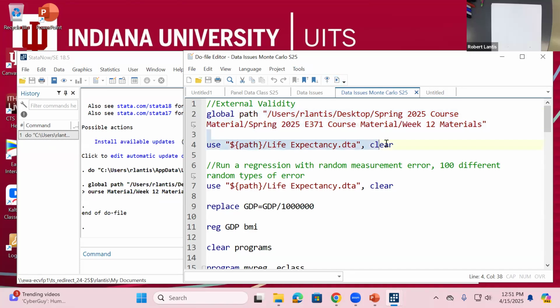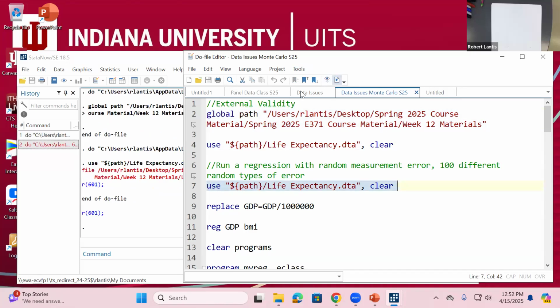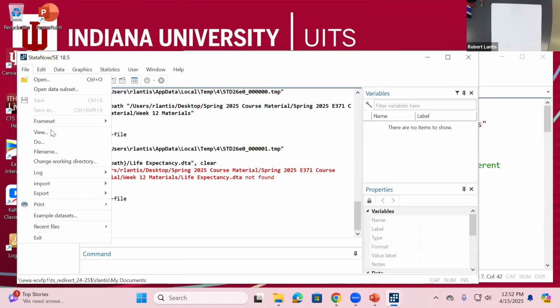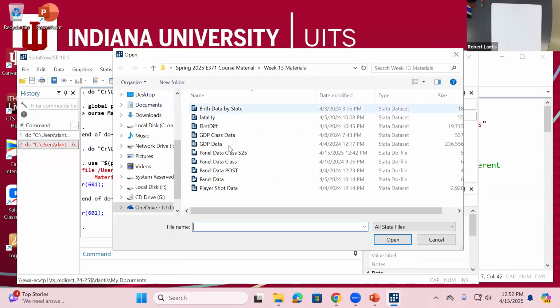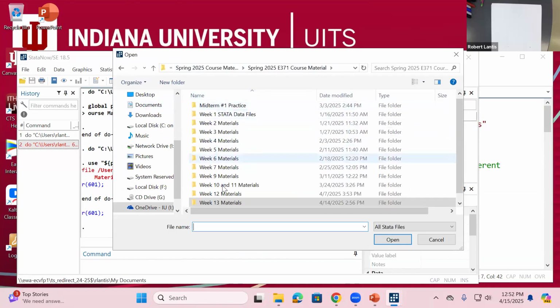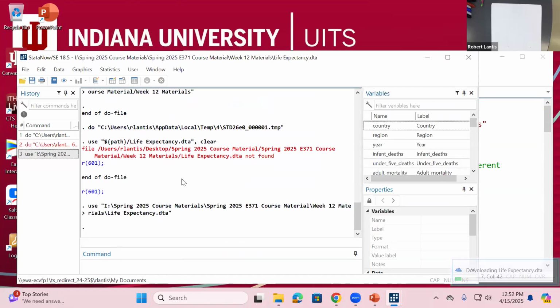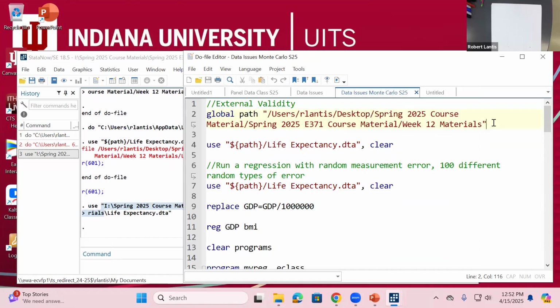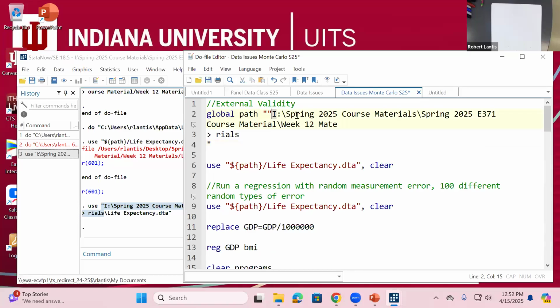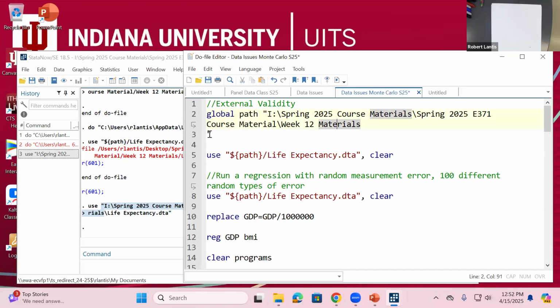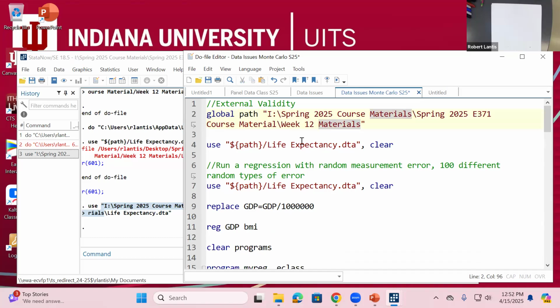The file that we'll start using is this life expectancy file. So let's make sure I've got my global set correctly here. I don't. Try to do it from memory. So we'll go to open. We wanted week 12 materials, which was from last week, and we wanted this life expectancy. Copy my file path so that we do things moving forward. What did I get wrong on it? Oh, I had users instead of my iDrive. That would make sense. So got my global set.